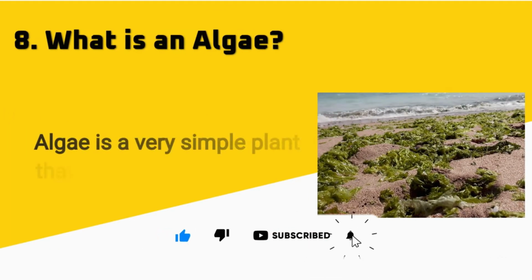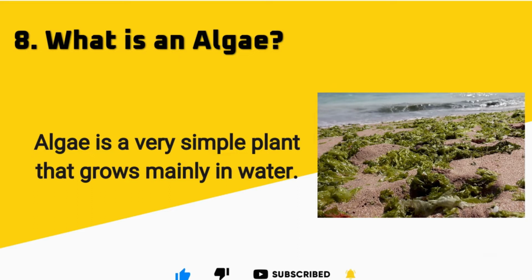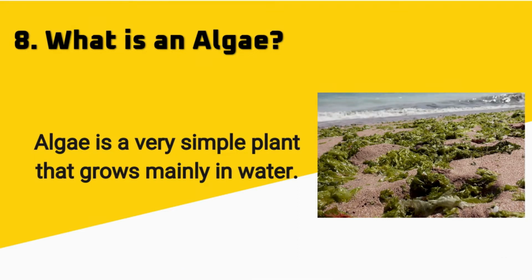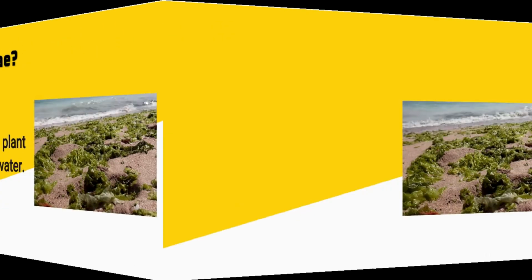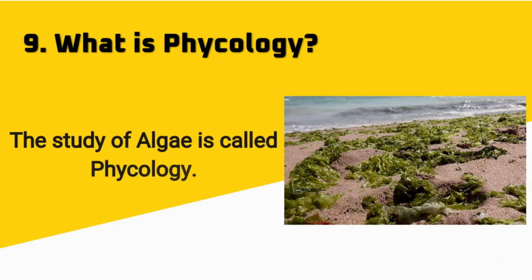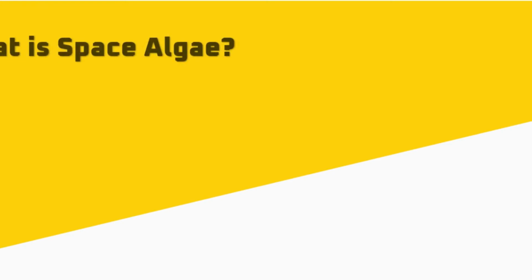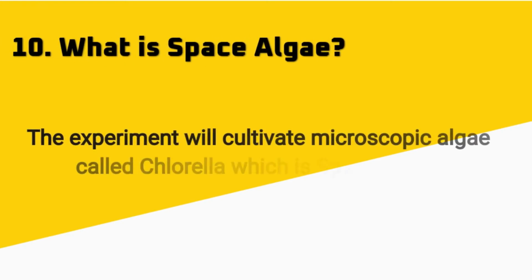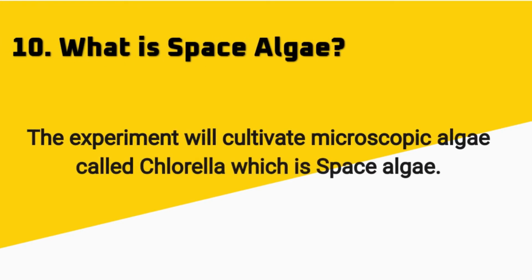What is an algae? The answer is algae is a very simple plant that grows mainly in water. What is phycology? The answer is the study of algae is called phycology. What is space algae? The answer is the experiment will cultivate microscopic algae called chlorella, which is space algae.